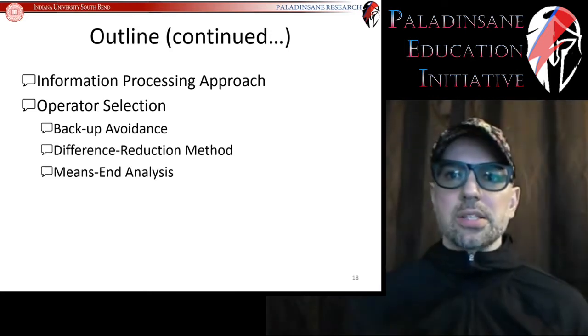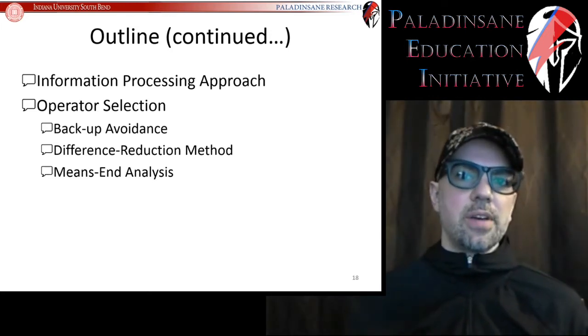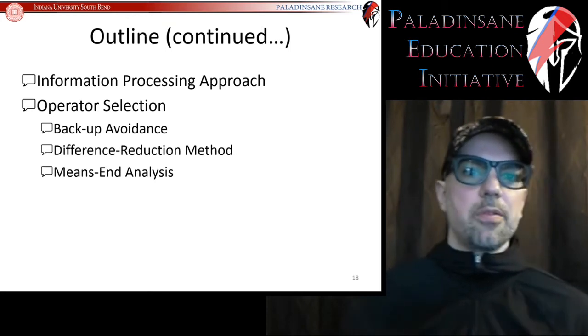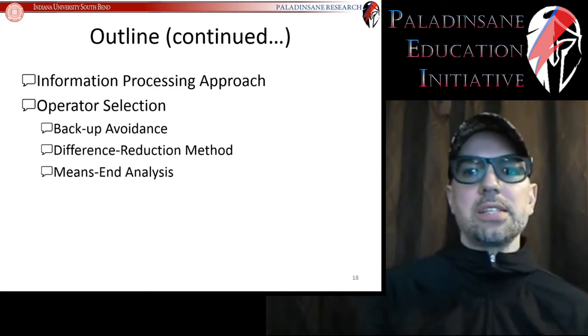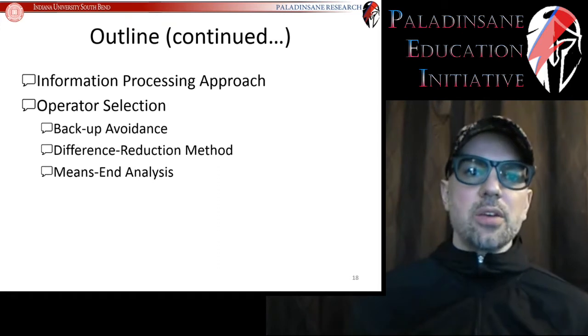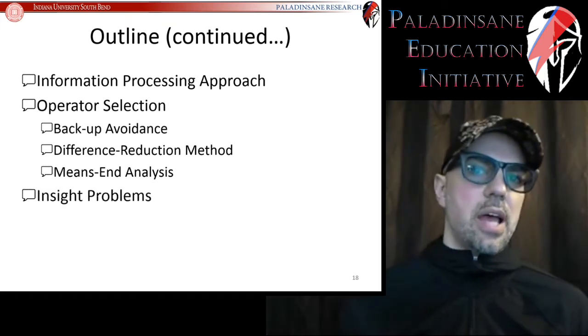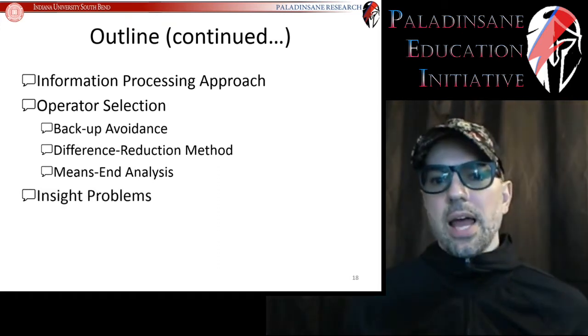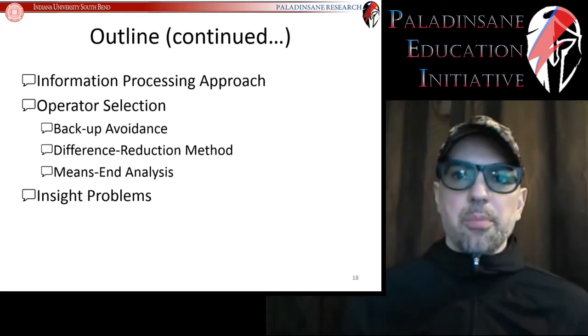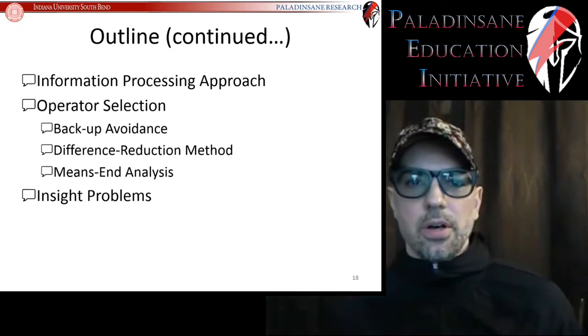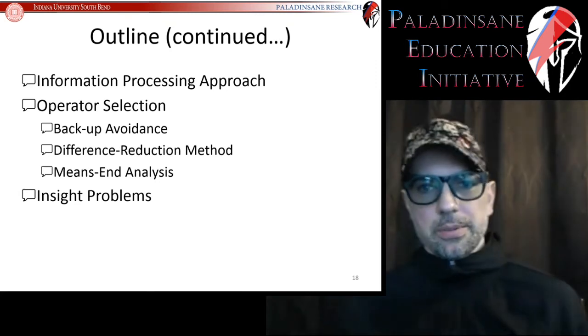And we're going to take a look at some strategies that psychologists have identified, such as backup avoidance, difference reduction method, and means end analysis. And then in the end, we're going to apply this idea to insight problems so that we can see exactly why a one-step solution would be so difficult to come up with.